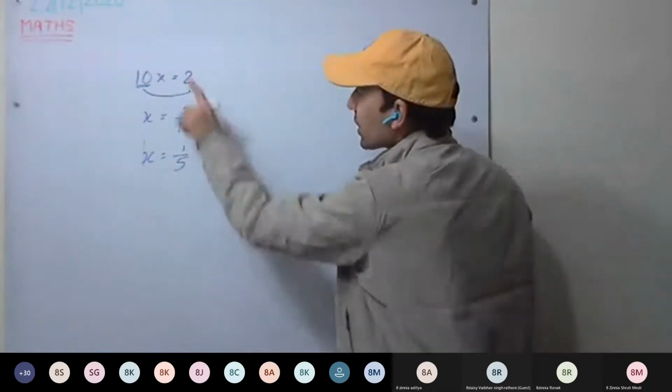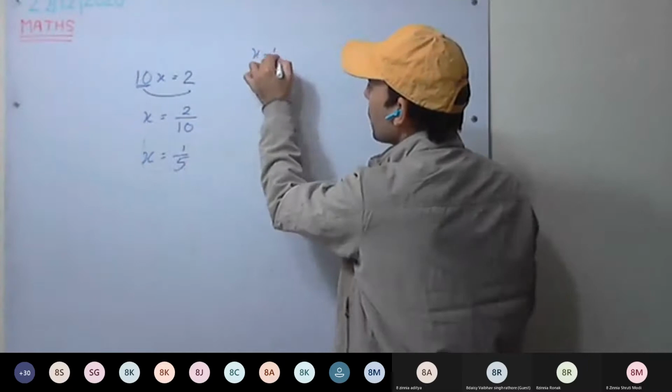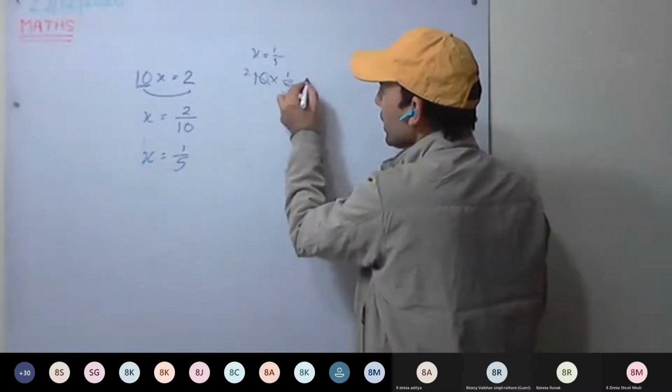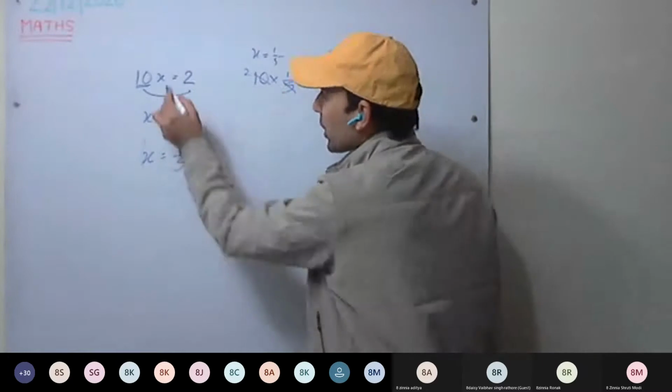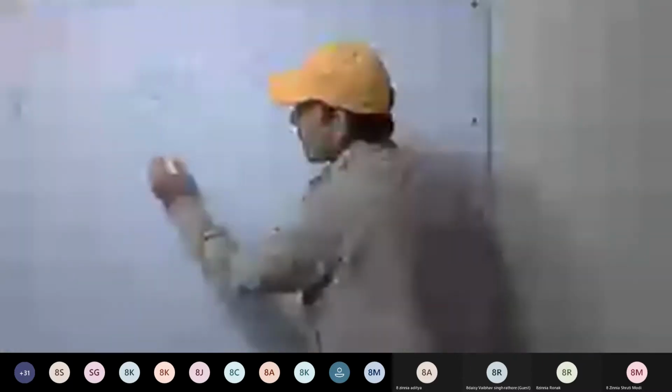Now check once. When x equal to 1 by 5, put x equal to 1 by 5 in 10x. How much are we getting? Again, 2. So we can verify as well that we have solved it correctly.